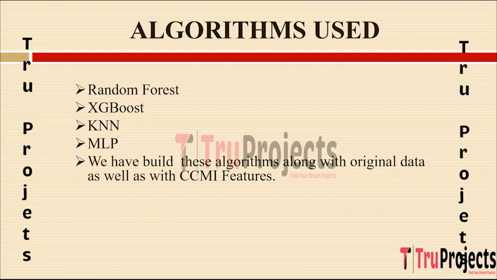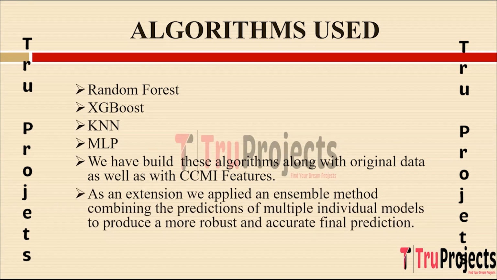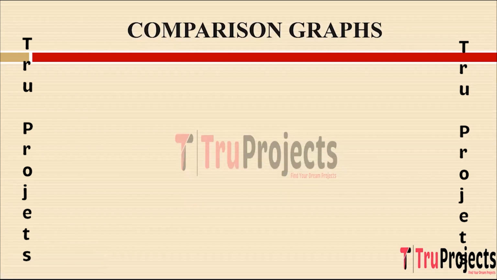These algorithms, when paired with CCMI selected features, focus on leveraging the most relevant attributes to improve the accuracy and efficiency of intrusion detection. By incorporating the reduced and more informative feature set obtained through CCMI, these algorithms aim to enhance the detection capabilities and robustness of the intrusion detection system. As an extension, we applied an ensemble method combining the predictions of multiple individual models to produce a more robust and accurate final prediction.